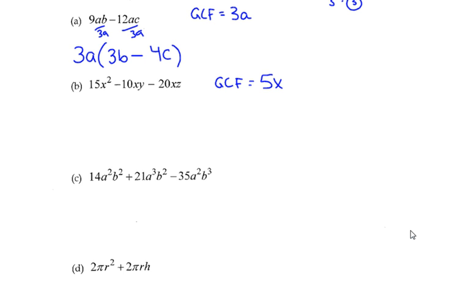Okay. So 5x, where are we going to put the 5x? In front. We're factoring out, then what do we need to put?